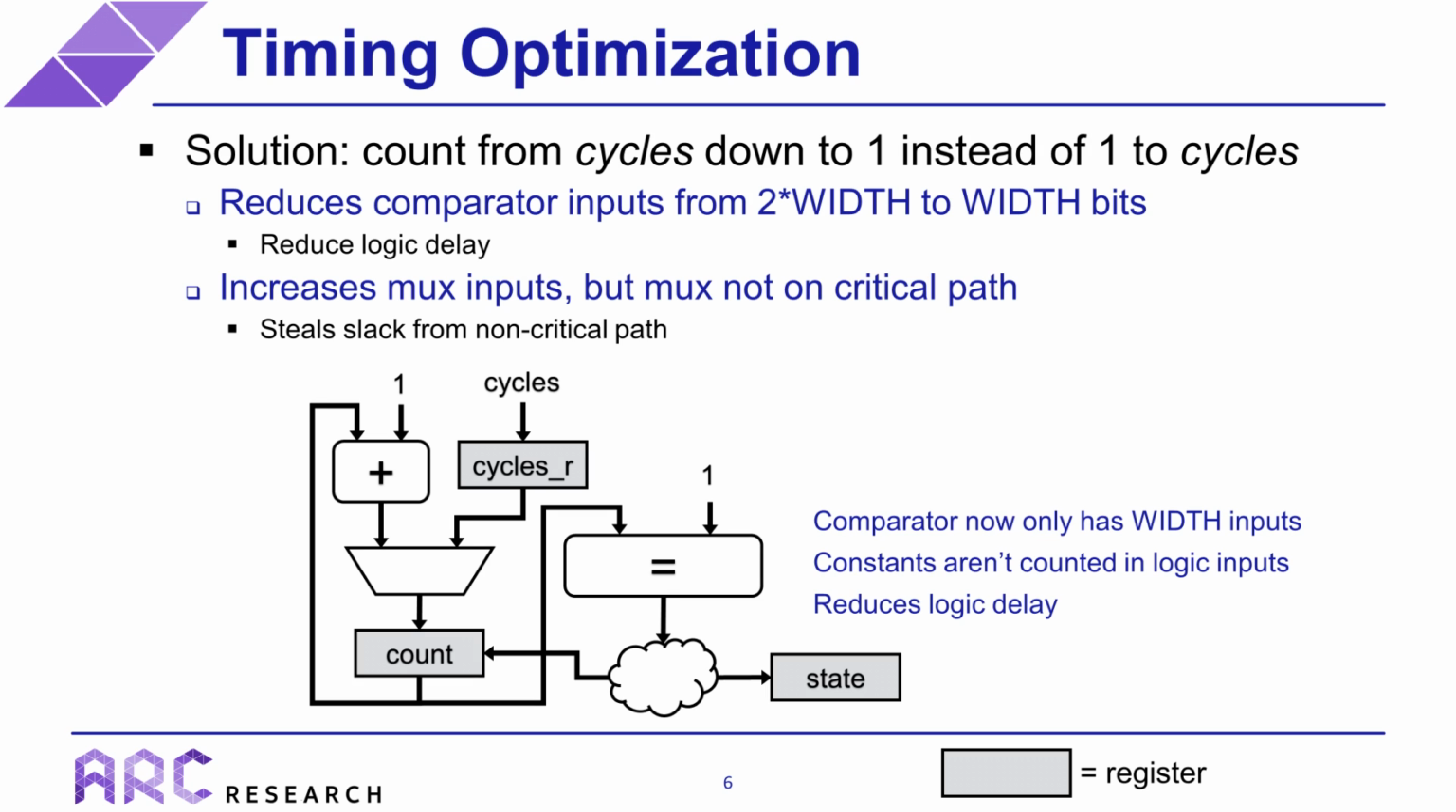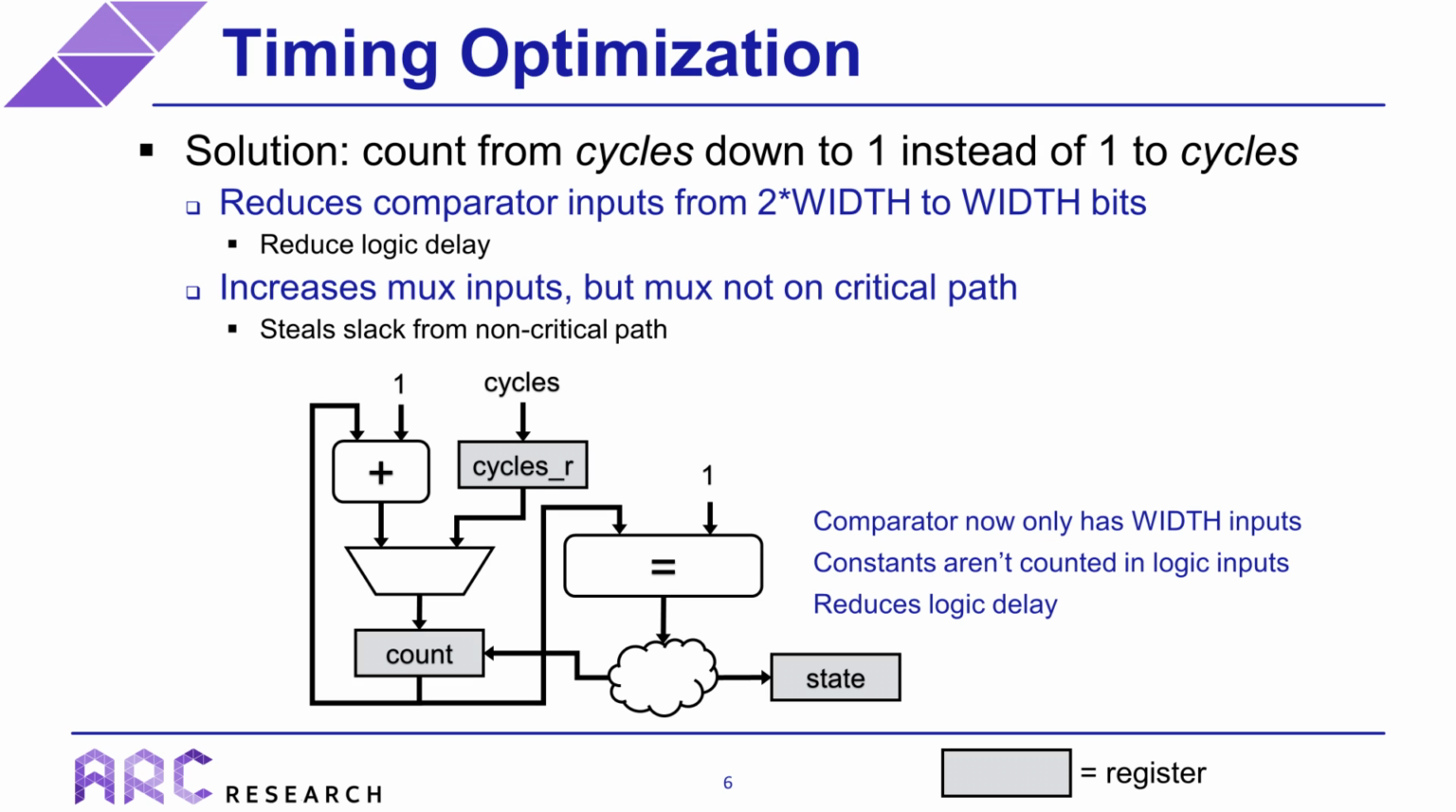This works because constants are not counted as logic inputs due to the way that lookup tables implement logic. So by reducing the inputs, synthesis can now implement the comparator in fewer lookup tables, which reduces the logic delays that we saw originally.